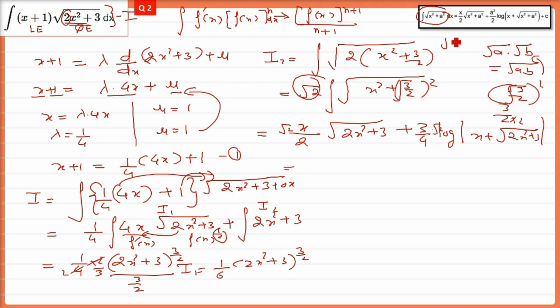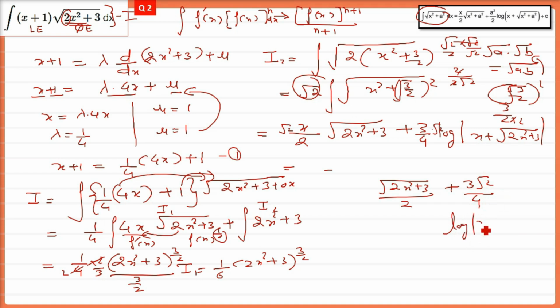Now root 2 divided by 2 is simply just multiply root 2 by root 2 to rationalize it. You'll get 2 by 2 root 2, that is 1 by root 2 only. So the constant term with the first term of I2 becomes 1 by root 2. I'm just writing it with some space because I'm going to include I1 here. So this under root 2x square plus 3 divided by 2 is the first term of I2. The second term is going to be 3 by 4 root 2. And then I'm writing log here. Log modulus of, remember, log will always have modulus inside, x plus under root 2x square plus 3, plus constant of integration.